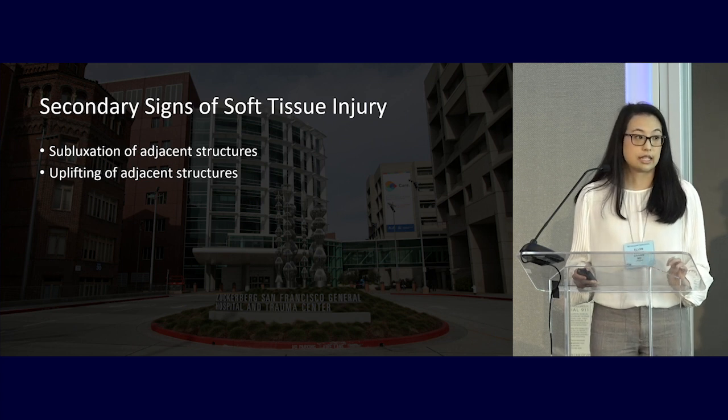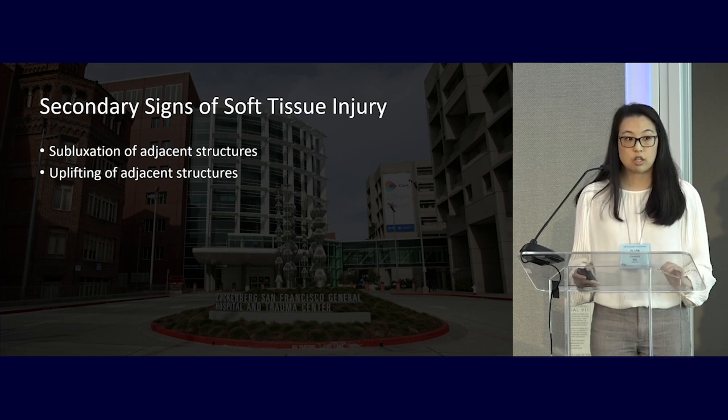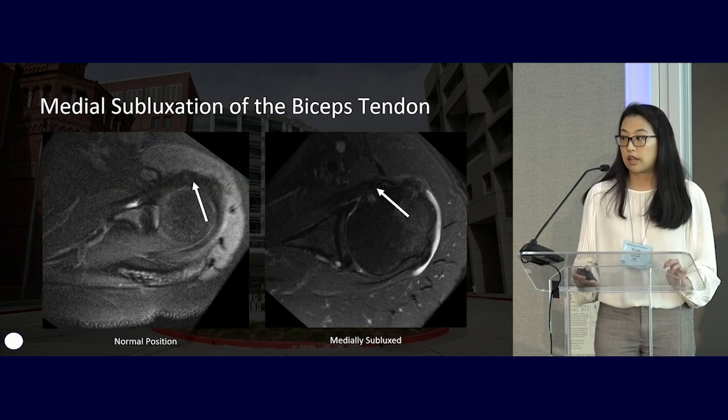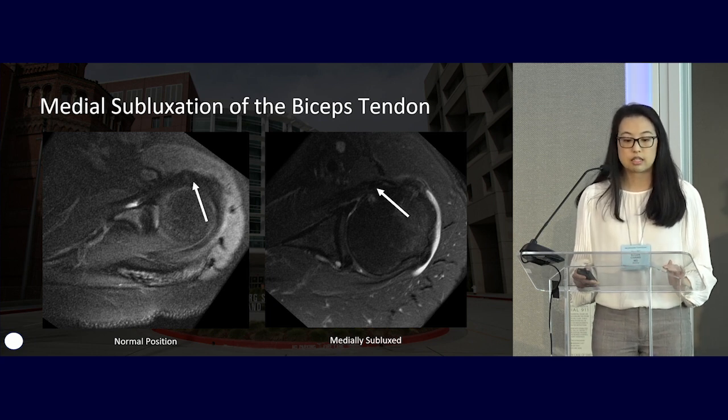Similar to utilizing secondary signs on advanced imaging to help to confirm occult fractures, we can also utilize secondary signs on advanced imaging to help to identify and confirm soft tissue injuries. For example, we can utilize the position of adjacent soft tissue structures. So for example, we can utilize the position of a biceps tendon to help to confirm the presence of a subscapularis tear. So here on the image on the left, you can see that in the setting of an intact subscapularis tendon, the biceps tendon is appropriately positioned.